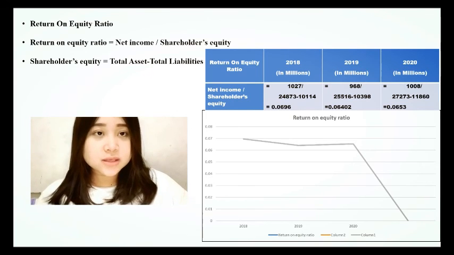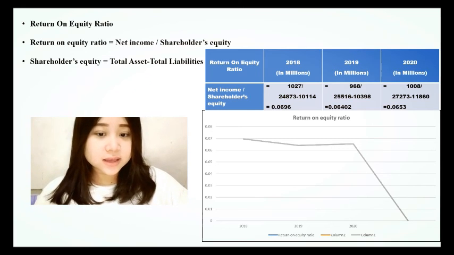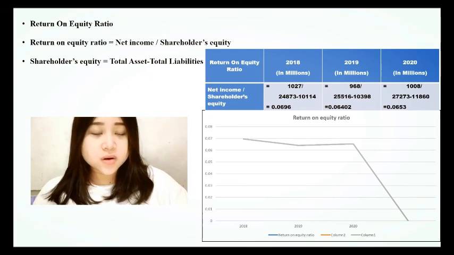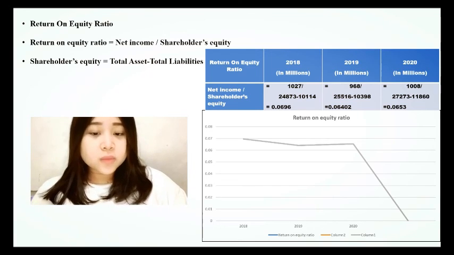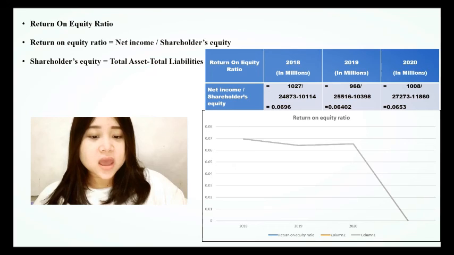Next is return on equity ratio. Return on equity ratio is net income divided by shareholders' equity. Shareholders' equity is total assets minus total liabilities. As you can see, the graph shows the return on equity ratio of Sime Darby Berhad. Return on equity is a rate that addresses an organization's yearly return, divided by the worth of its total shareholders' equity.